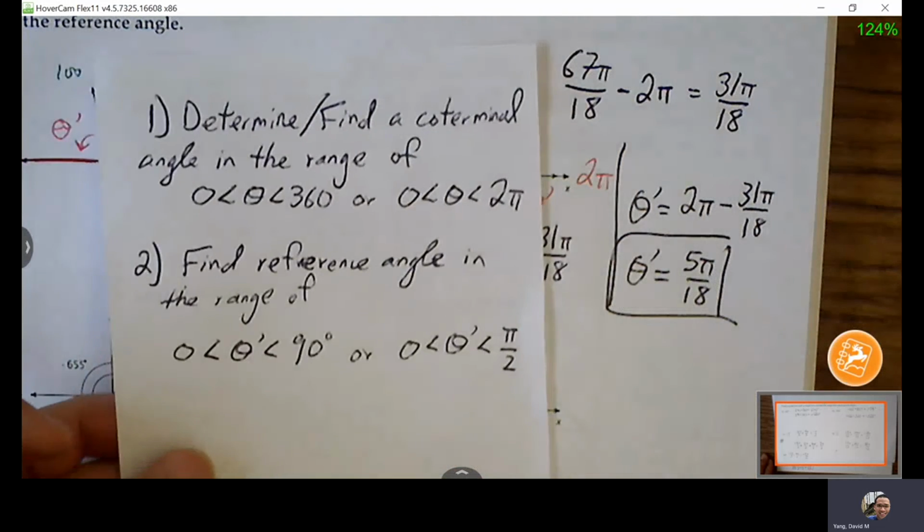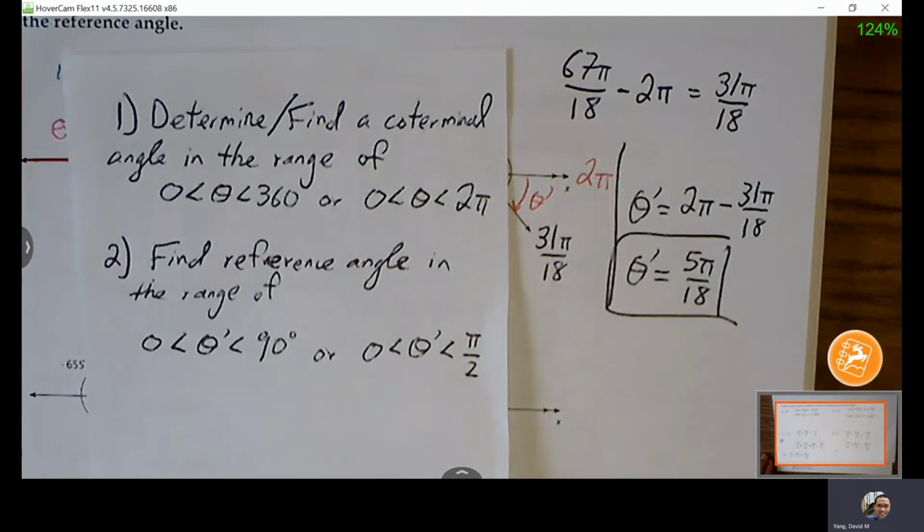Okay. So we're always going to be checking with these two conditions. Make your coterminal angle in the range. Graph it, then determine how you're going to get to that reference angle.